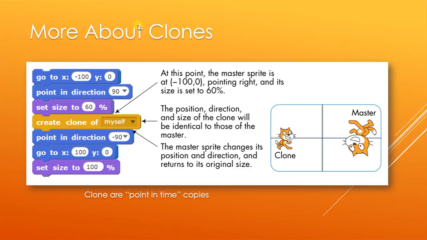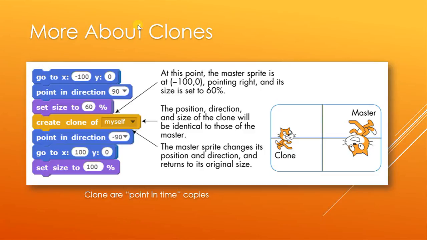Okay, first of all, your clones are a snapshot of the original sprite that you're cloning. So if you start off with x equal to minus 100, y equal to 0, then you point in direction 90, and then you set the size to 60%, that's not something we've done yet. Basically, it shrinks your clone. And then you make a clone, and then you move it, and you change its position, and you set its size back to 100%.